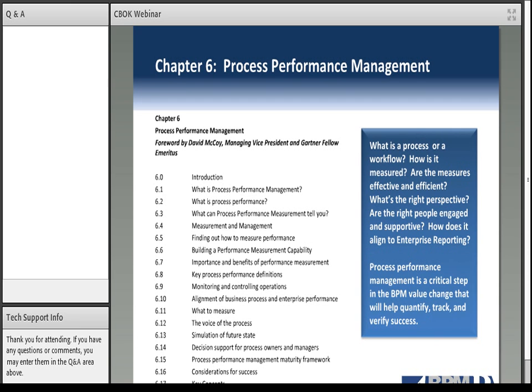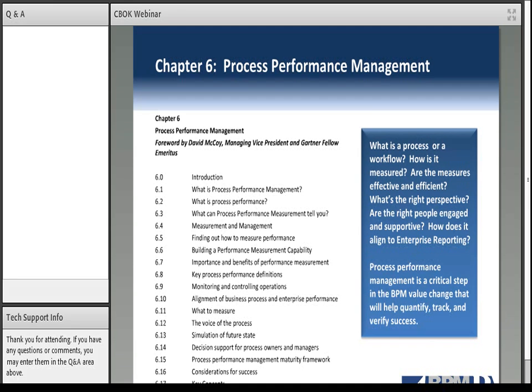What is the difference between effectiveness and efficiency of a process, and what's the right perspective when it comes to that? What are the right people to engage and support in the process? And how is that aligned to your probably existing enterprise reporting solution or capability?